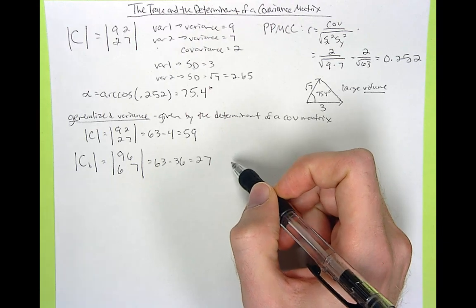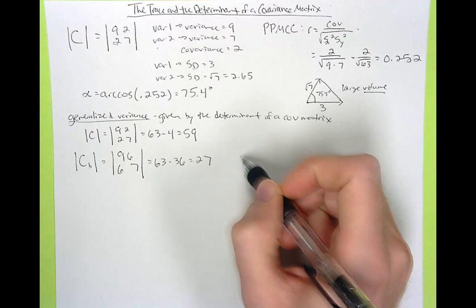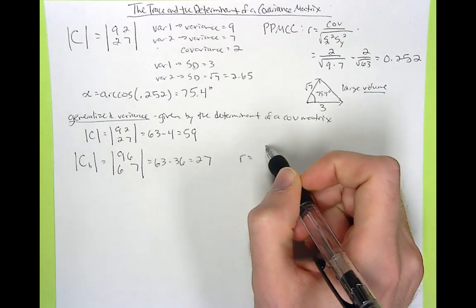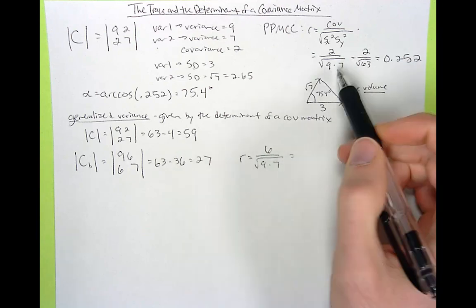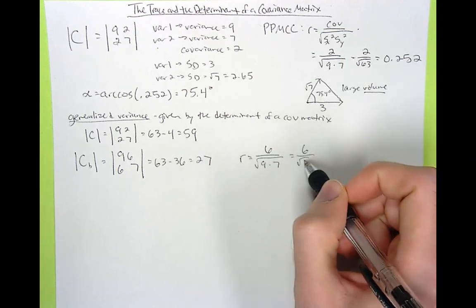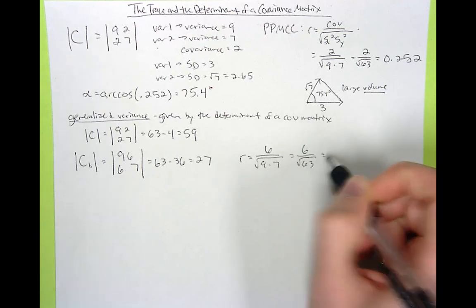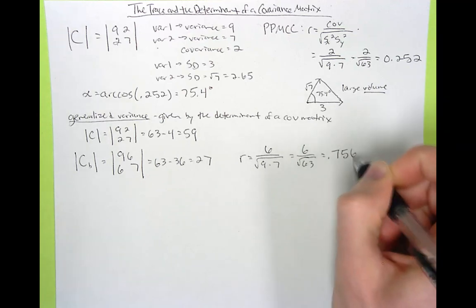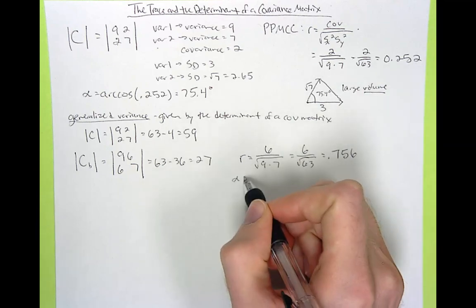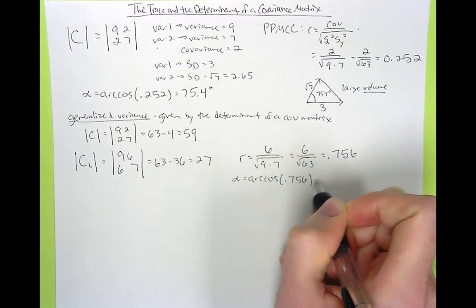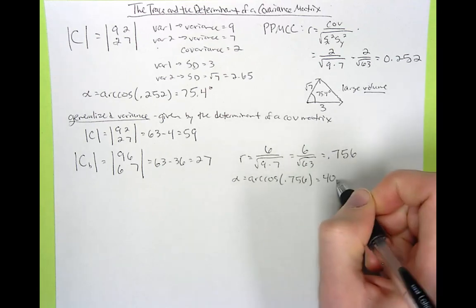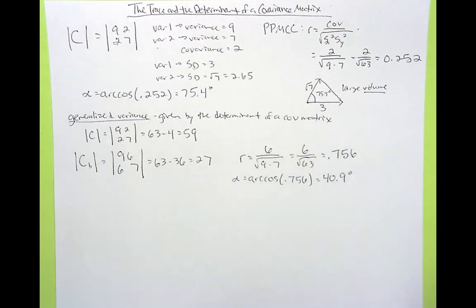So let's find the correlation coefficient. So it's going to be R equals our covariance, which is 6, over the square root of 9 times 7, which is the same as what we had before. So 6 over the square root of 63, which equals 0.756. We find the angle here, this is going back to geometry, to be 40.9 degrees. That's if my calculations in my calculator head are correct.